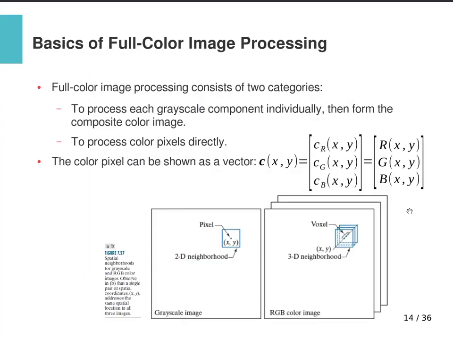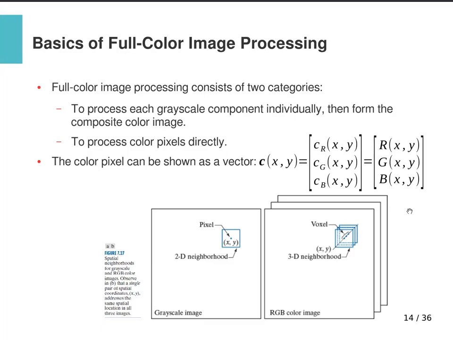So because of that, let's move to full color image processing. Full color image processing usually consists of two categories of techniques. In the first category, you process each grayscale component, or each color component, individually, and then form the composite color image. And in the second category, you process the color pixels directly. The color pixel can be shown as a vector.